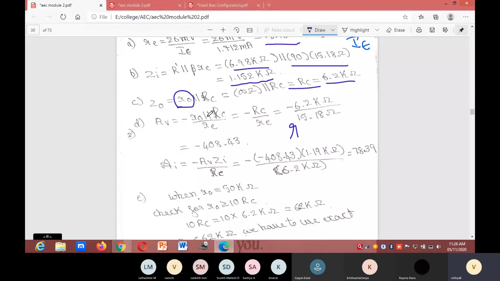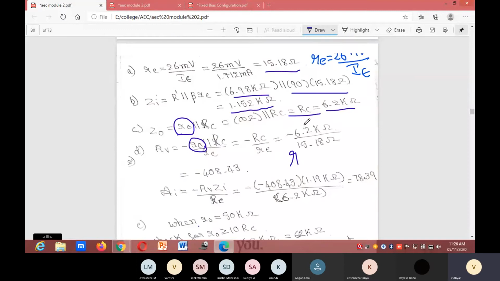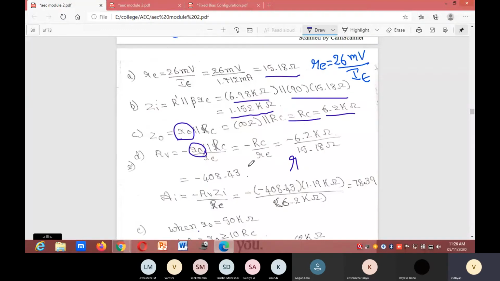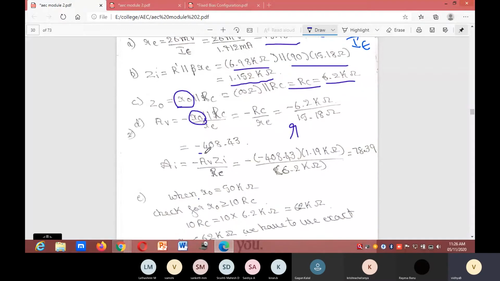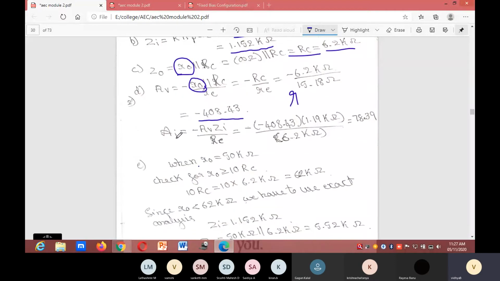What about AV? Here you don't get the R naught value, directly AV is minus RC divided by RE, because R naught value is greater than 10 times RC, so we are not considering that one. We know the value of RC, that is 6.2 kilo ohm, and RE value is 15.18 ohm. If you substitute, you will get AV value as minus 408.43.